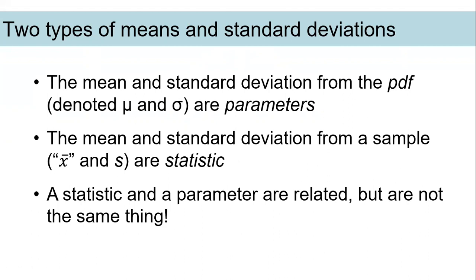A statistic and a parameter are related, but they are not the same thing. These are both means and standard deviations, but this one is called a parameter. This is the population mean and population standard deviation. And from the sample, we have x bar and s. In what way are they different? We will know later on.